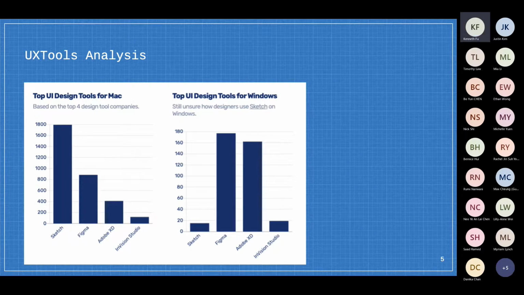As seen, UX Tools named Sketch, Figma, Adobe XD, and InVision Studio, some of the ones I've mentioned just now, as the top four design applications of the market. And according to the survey, Figma is the second best tool for Mac, and best overall for Windows use.